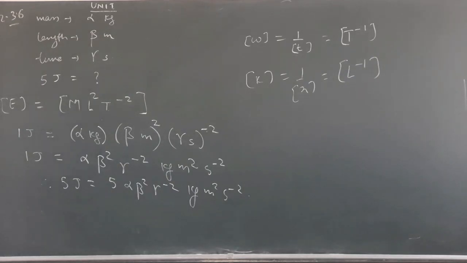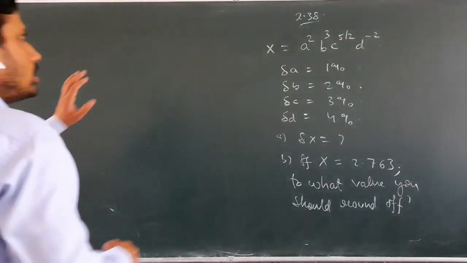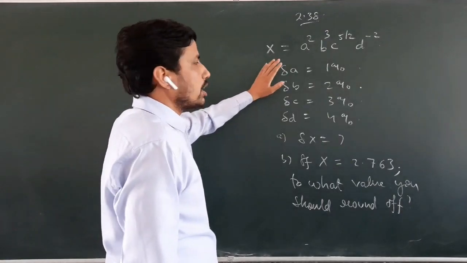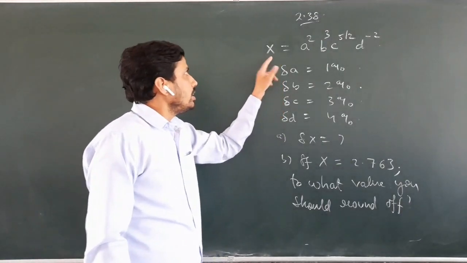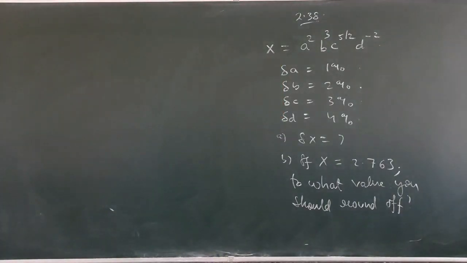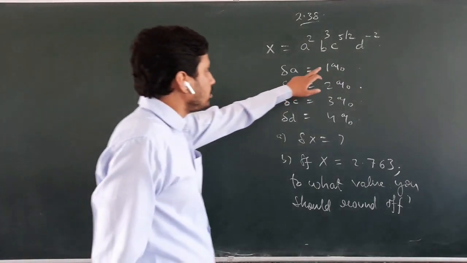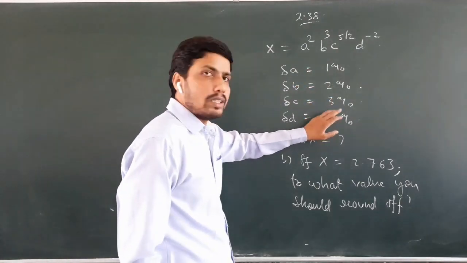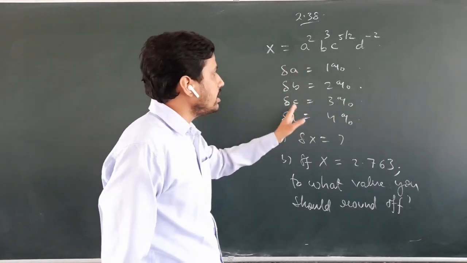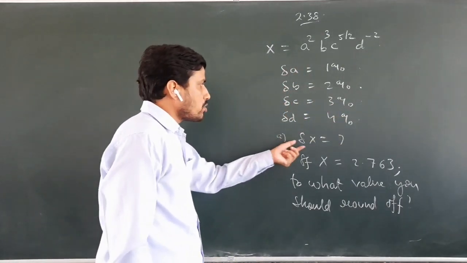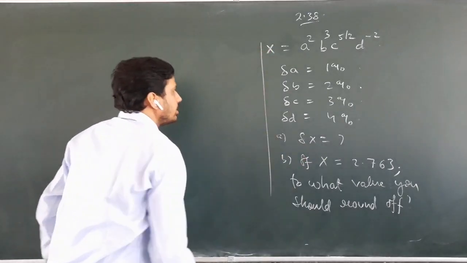Next, we'll discuss 2.38. This question is basically based on calculation of percentage error. Here, a quantity x is given in terms of a, b, c, and d as x is equal to a square, b to the power 3, c to the power 5 by 2, d to the power minus 2. And it is given that the percentage errors are 1%, 2%, 3%, and 4% respectively in a, b, c, and d. First part is to calculate percentage error in x.